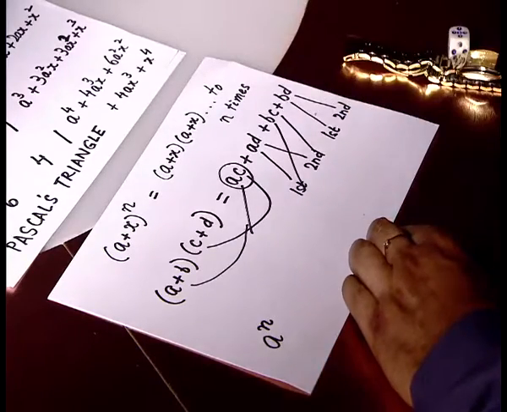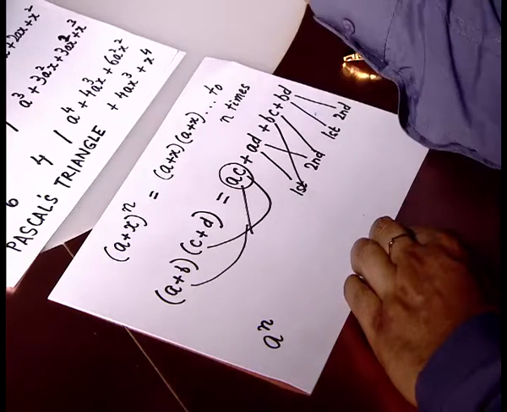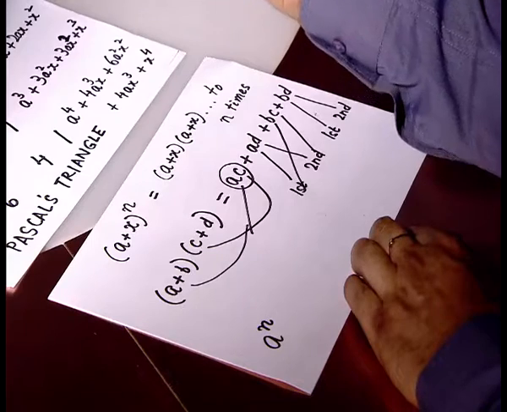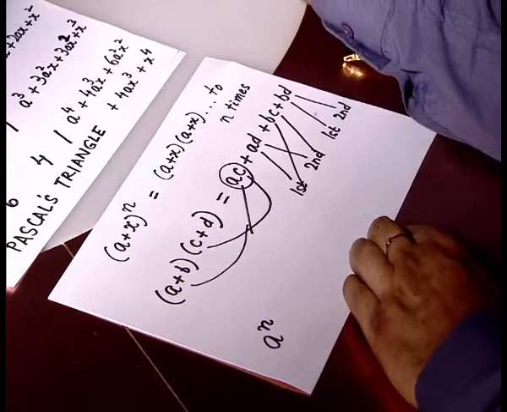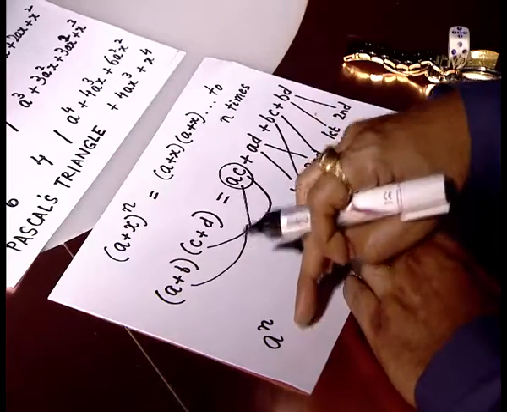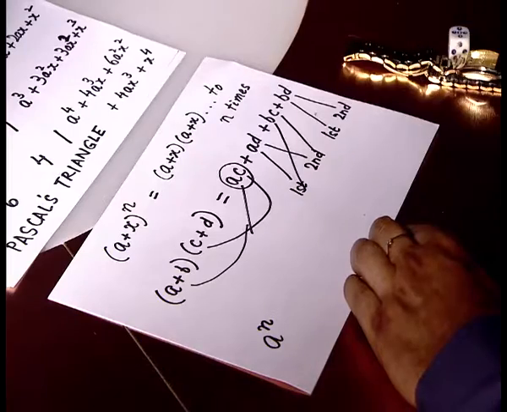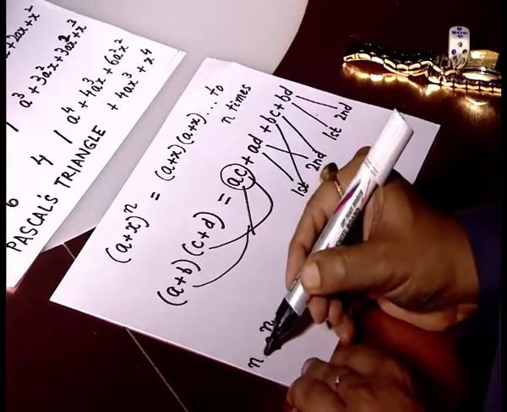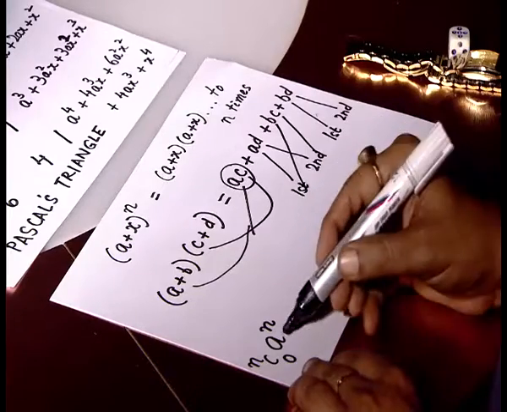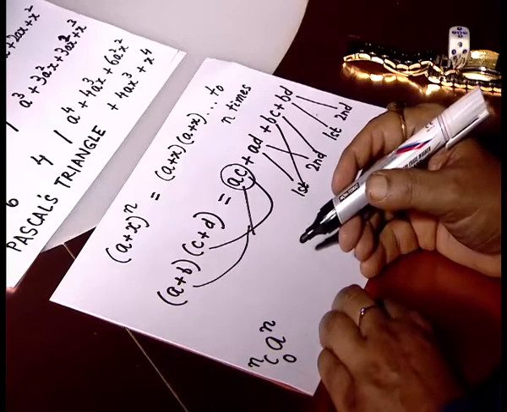So, you are selecting n a's from n a's, or in other words, you are selecting 0 number of x from n x. If you are selecting n a's, that means you have selected 0 number of x. So, 0 x from n x, and that can be done in nC0 ways. So, the coefficient of a to the power of n is nC0.